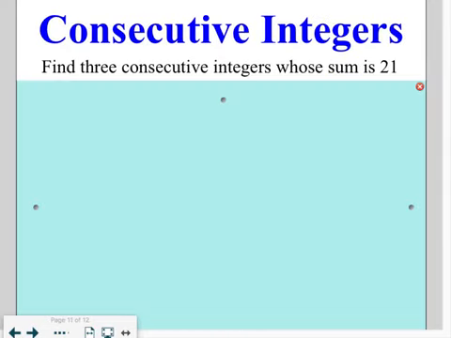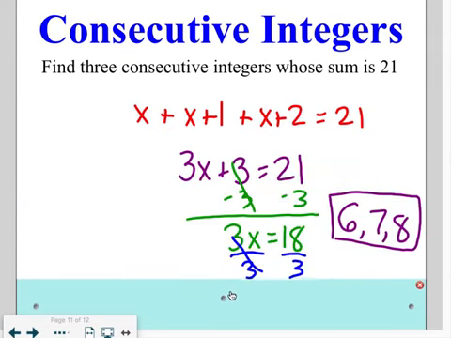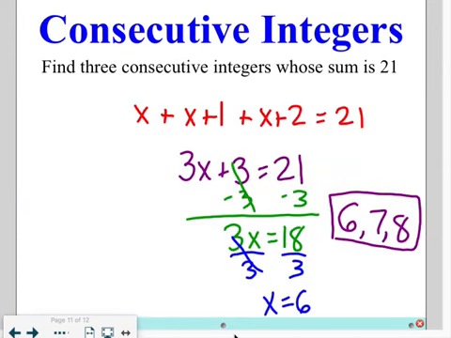You are finding 3 consecutive integers, so that's that first pattern off of the table. So we've got x, x plus 1, and x plus 2 are our 3 separate numbers. Adding those all together to get 21. Simplifying, we get 3x plus 3 is equal to 21. Subtract 3 from both sides and then divide by 3. You end up with an answer of 6. So your numbers are 6, 7, and 8.